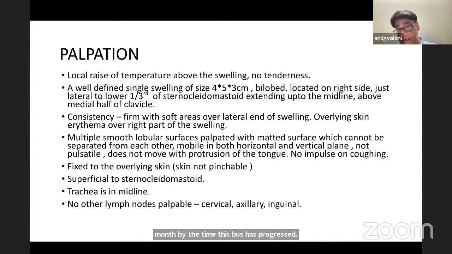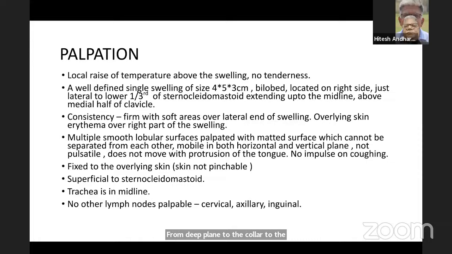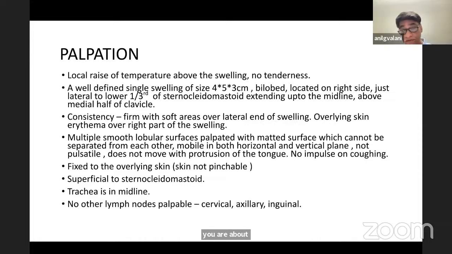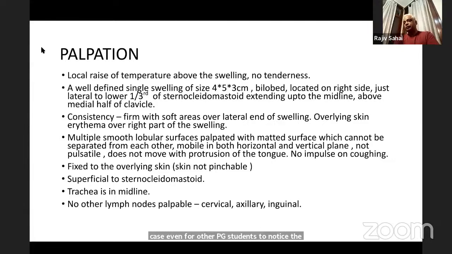Here it is present for 4 months. Here you have a classical case, even for other PG students to notice in the photograph, that a cold abscess can be red, with rise of local temperature. Is that a good sign, that there is some sort of inflammation there? What does that tell you?